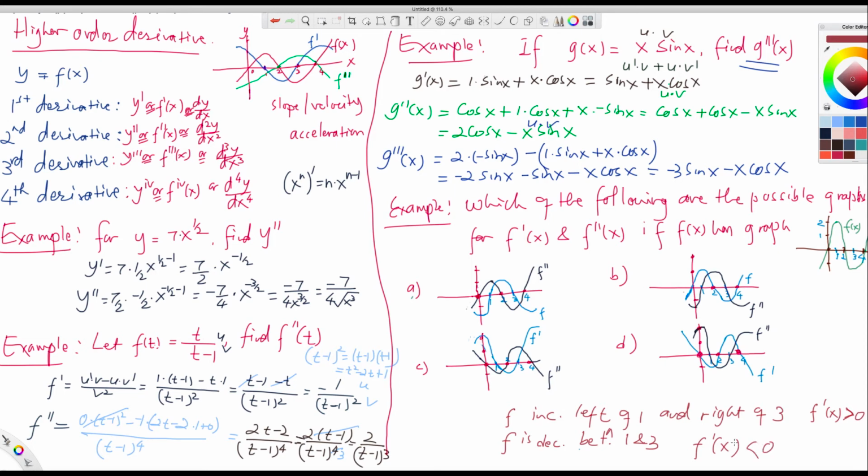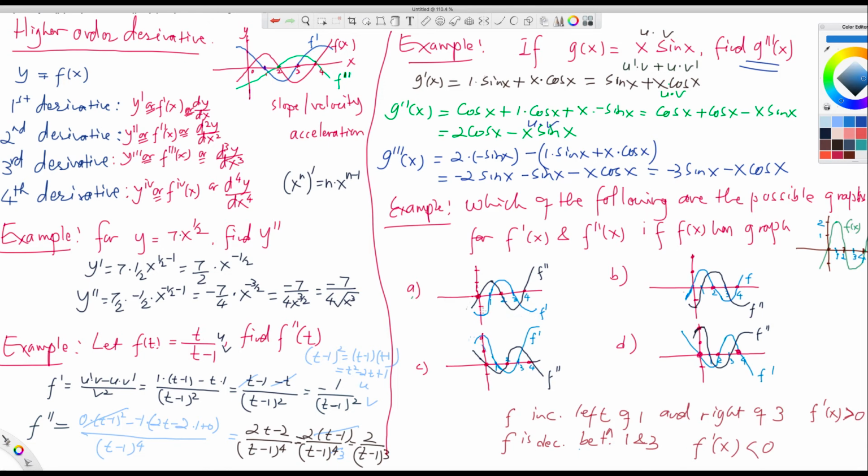That must be negative. Okay, let us see which of the graphs have that property. So here, what is f prime? This is f prime. Let me write down that is f prime. The blue is the f prime and the black curve is the f double prime in all of those. On the first one, let us look at this.